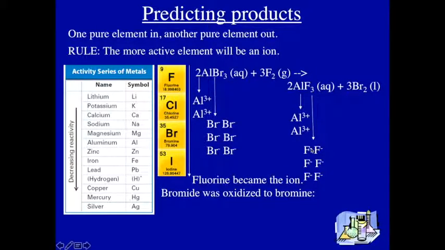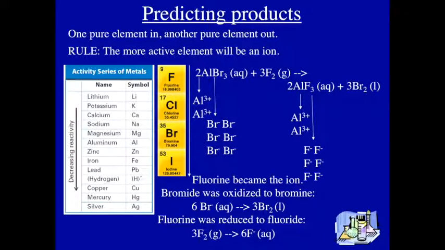The reaction, we have the 6 bromides here. Each of them lost 1 electron to become bromine neutral without a charge. And then fluorine gained 6 electrons overall. So there are 6 fluorine atoms here. Each of them gained 1 electron, and therefore we got 6 fluorides out of this reaction.